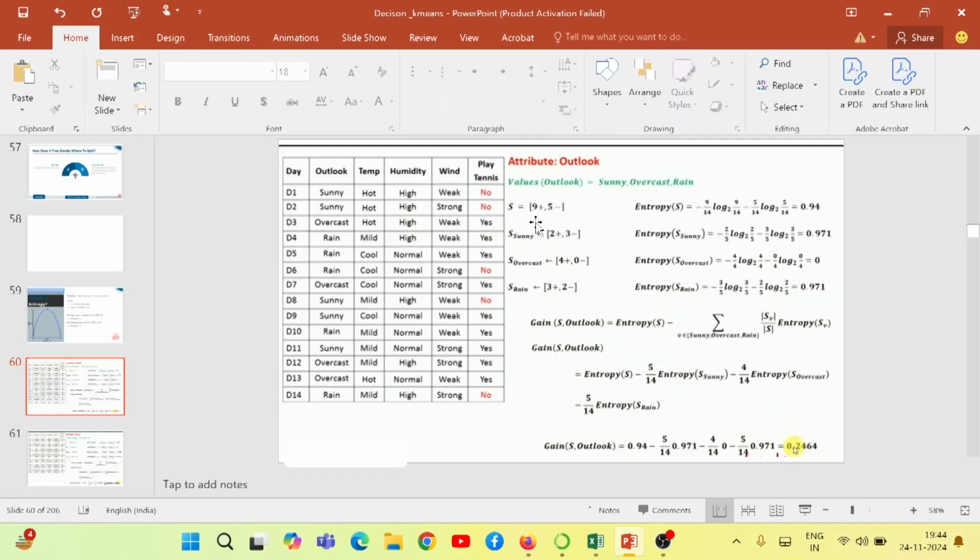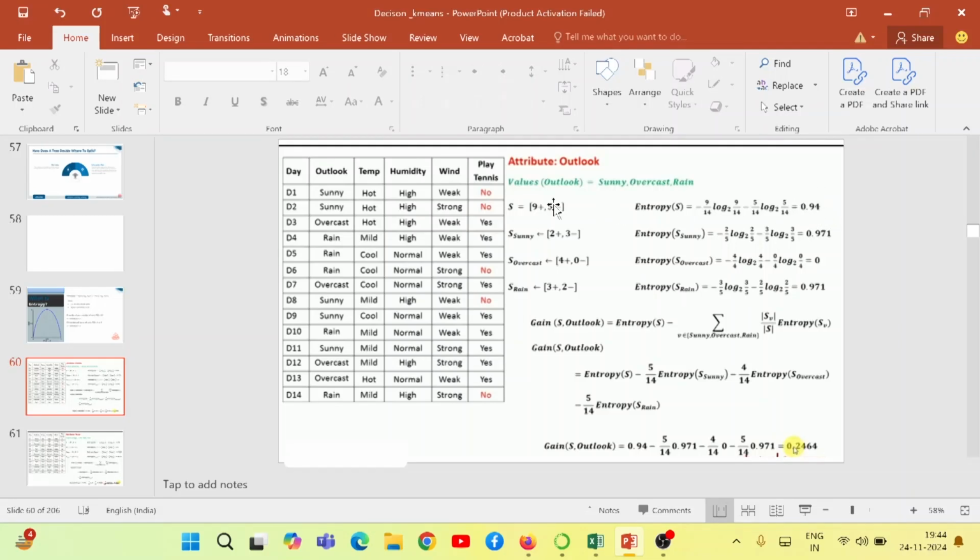So we are representing yes by plus, and minus is indicating no. That is for this entire sample space. So the entropy of the sample will be minus 9 by 14 log base 2 of 9 by 14, and 5 no is there out of 14, so it will become minus 5 by 14 log base 2 of 5 by 14. If you solve it, then the entropy of the sample will be 0.94.